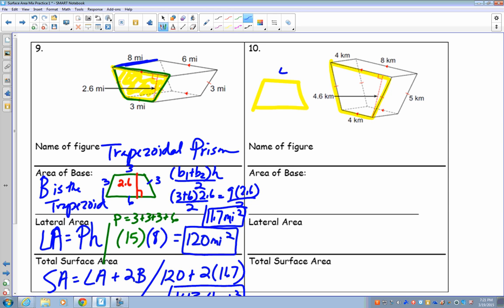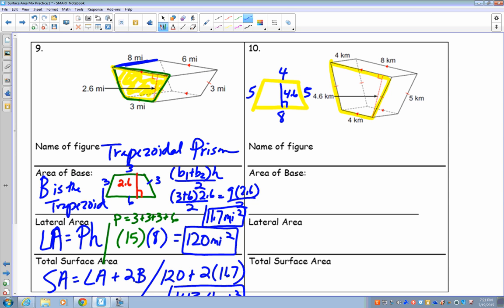my drawing is not to scale obviously, but hopefully you see we have a 4, we have an 8. Excuse me, the height is the 4. And then we have 5 and 5, which are the legs of the trapezoid. So that's just a little clue to get you going.